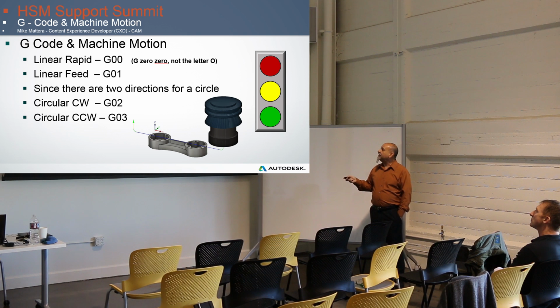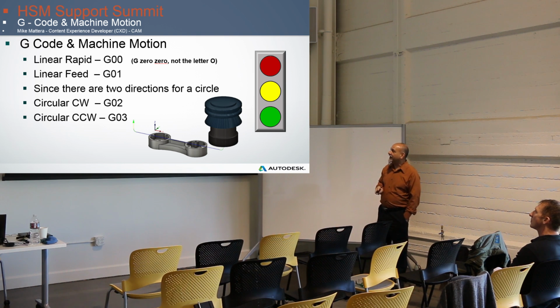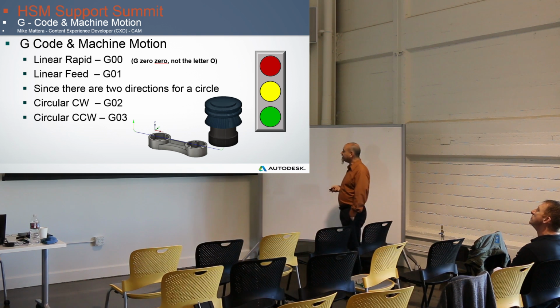Circular, G2. Well, a 2 has the one circular loop, so I think of that as being clockwise. And the circular counterclockwise, G3, has 2 loops, so I think of it as counterclockwise. It's just how I remember it. It's just a way of associating something to the code.